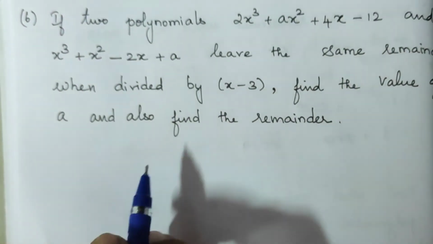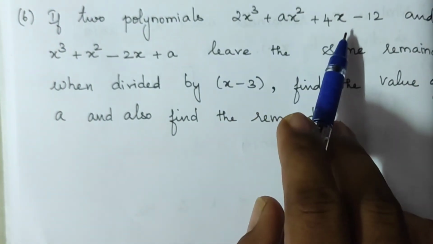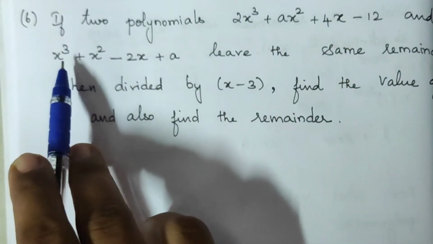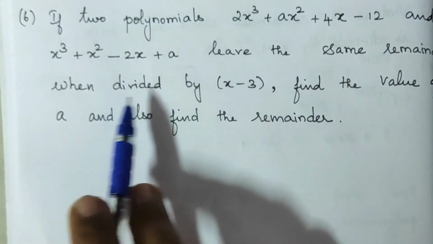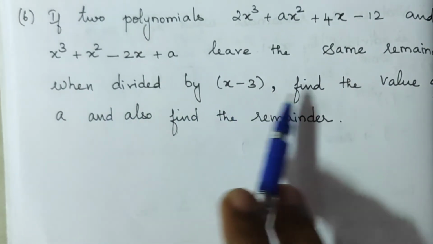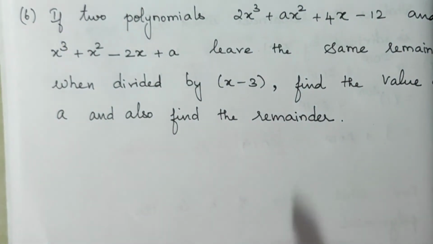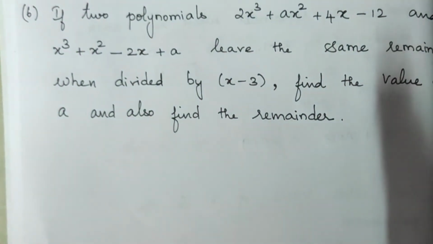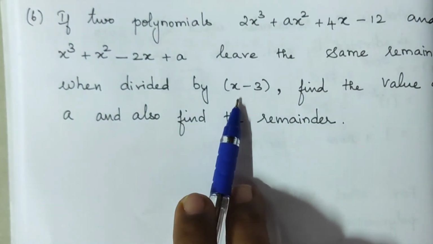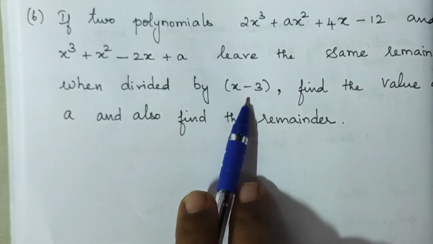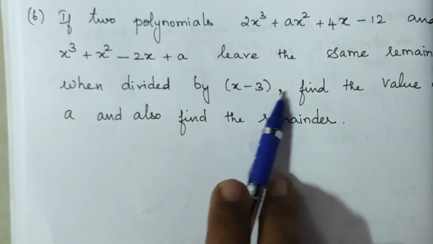Sixth question. If two polynomials 2x cube plus ax square plus 4x minus 12 and x cube plus x square minus 2x plus a leave the same remainder when divided by x minus 3, find the value of a and also find the remainder. So far we have seen only one polynomial. Here there are two polynomials and only one g of x is given, that is x minus 3. So you equate this to 0. So you will get x is equal to 3.